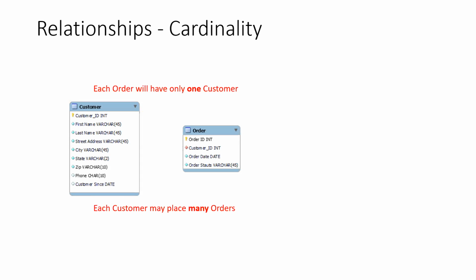So let's move on to some cardinality questions, talking about one to many or many to one. So each order will have only one customer, and each customer may place many orders. So that's where you have your one to many. So your many is going to go on the side that can have many of them. And then your foreign key will be pulled over from the one side to the many side. So each order will have a customer record, the reference.